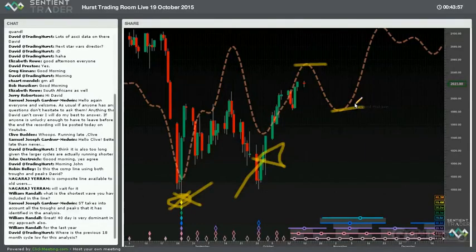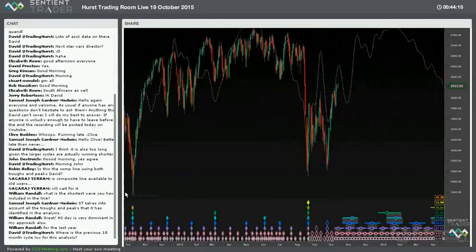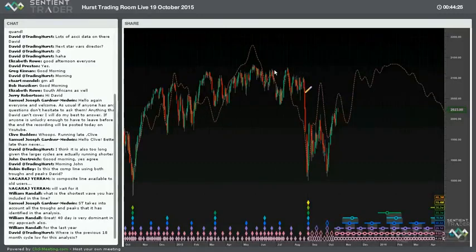I see a question from David. Trading Hurst, where is the previous 18-month cycle low for this analysis? Let's have a look at that. Actually, before I answer that question, let me just show you the composite model line to this scale, and you can compare that quickly, and we can have a look at our slightly longer forecast. Then I'll go back to that 18-month cycle trough. If I forget, then just remind me. So it's the composite model line, I hope you can see it, superimposed over price.